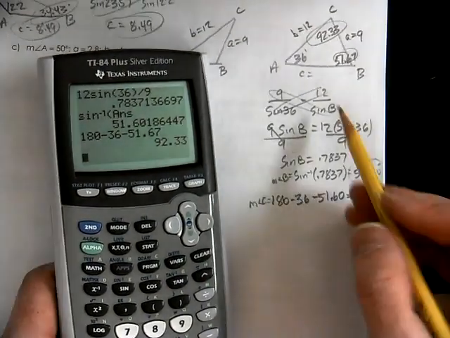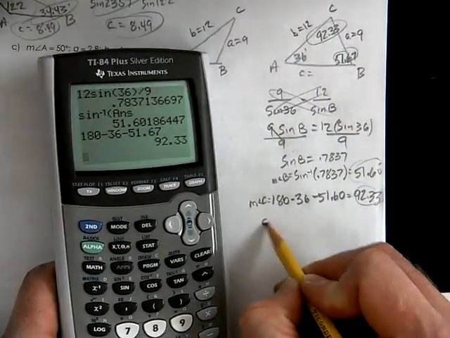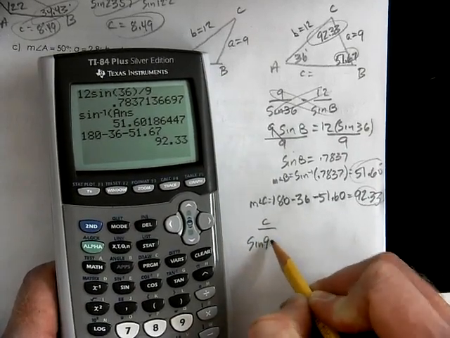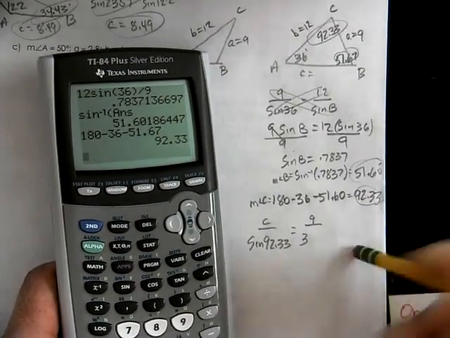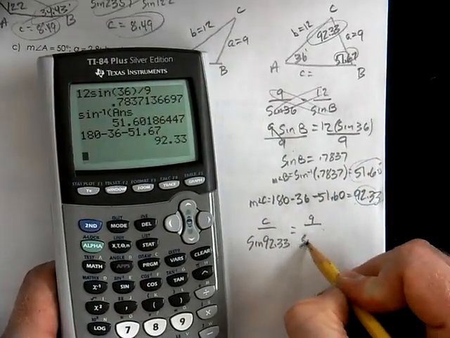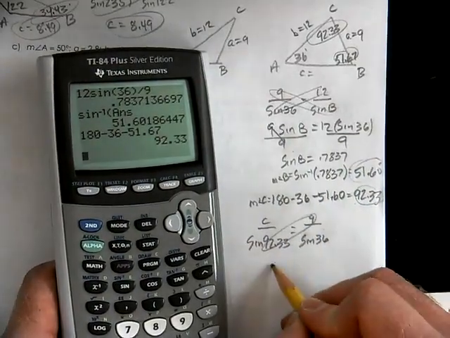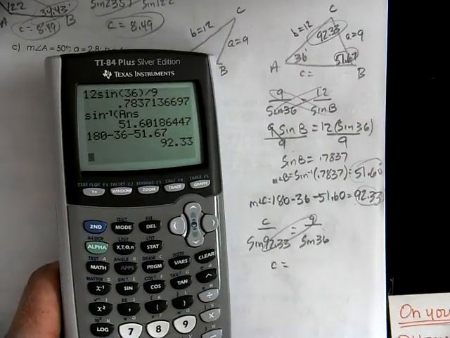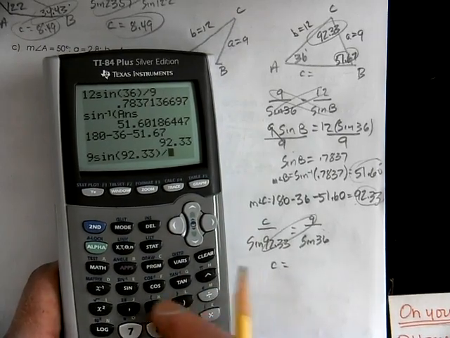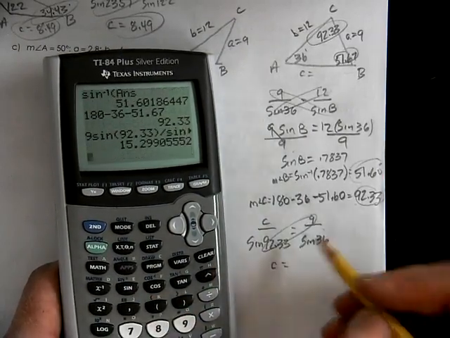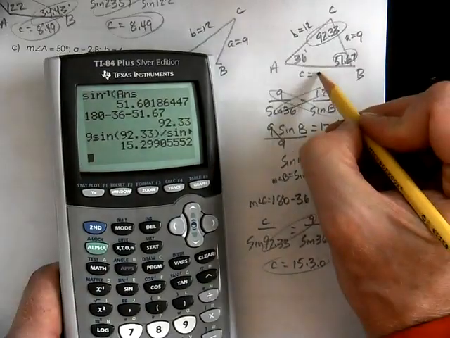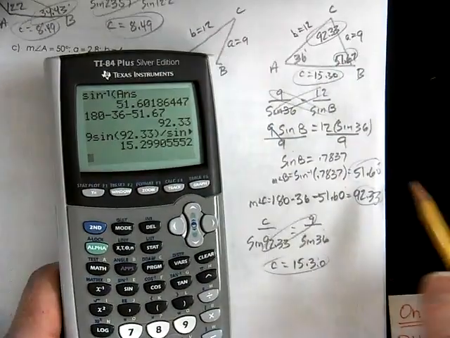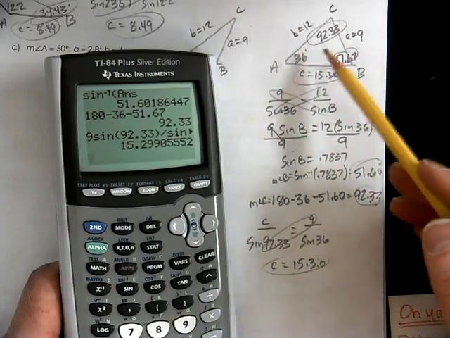Now we're going to find out side C. So side C over sine of angle C has to equal 9 over sine of 36. We just have one cross multiplying to do: 9 times the sine of 92.33, close the parenthesis, divided by sine of 36, and we get 15.30. And there we have found all the information of our small triangle.